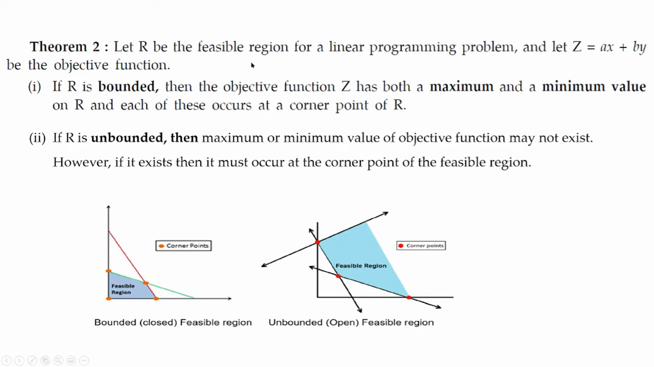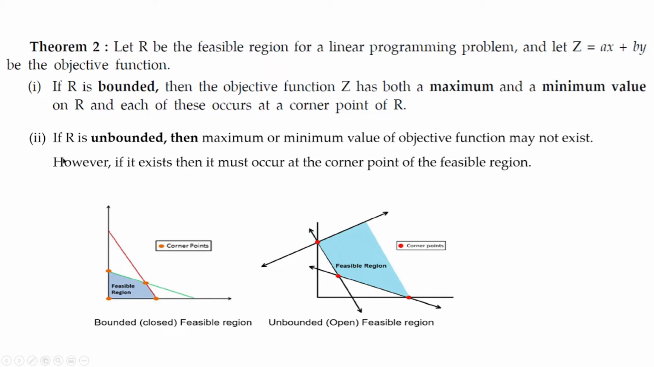So this is the last theorem which I explained in the previous video. It says let R be the feasible region for a linear programming problem and let Z = AX + BY be the objective function. If R is bounded, then the objective function Z has both a maximum and a minimum value on R, and each of these occurs at a corner point of R. So if the feasible region is bounded or closed, then the objective function Z will have both a maximum and a minimum value, and they will occur at one of the corner points of this feasible region.